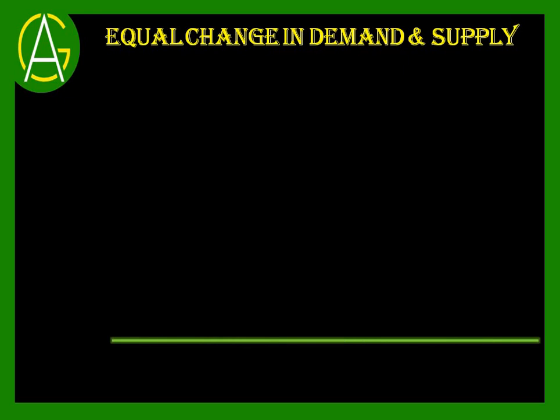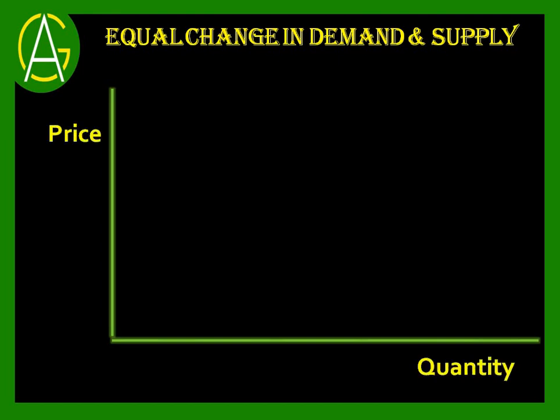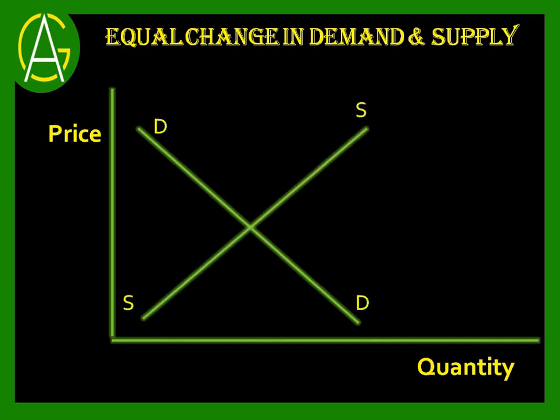Here again x-axis is given, this is y-axis. On x-axis we present quantity, on y-axis we present price. This is DD demand curve, this is SS supply curve, and at the intersection of demand and supply we find the equilibrium point. Below the equilibrium point we find the quantity, in front of the equilibrium point we find the price. At the equilibrium point, OQ is the quantity and OP is the price.